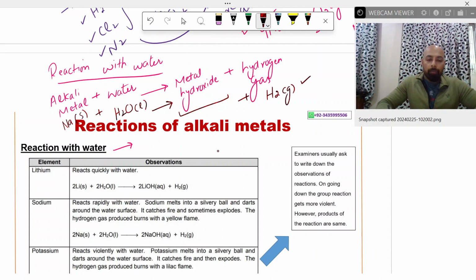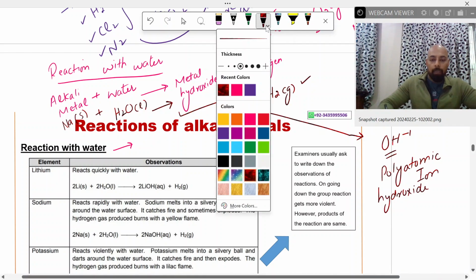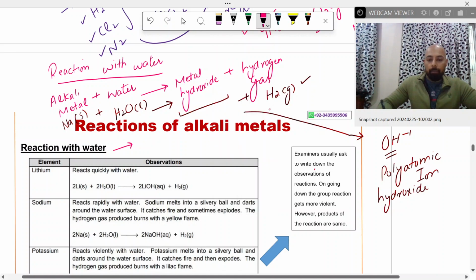Now metal hydroxide, let's do a little rough work over here. OH -1, this is a polyatomic ion, and its name is hydroxide. Make sure that you know its formula. This is going to be a polyatomic ion, OH negative.